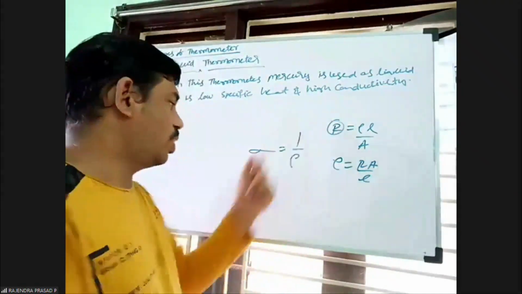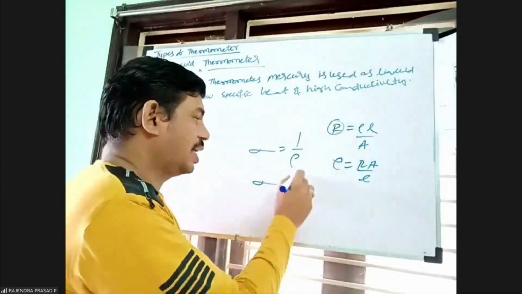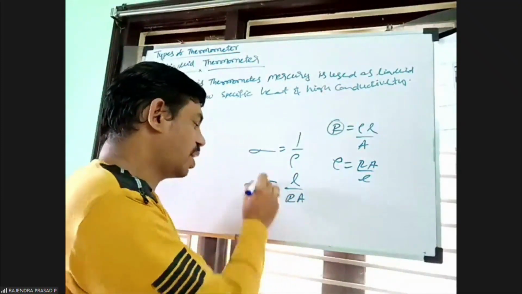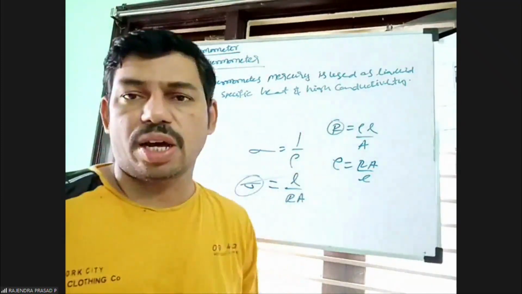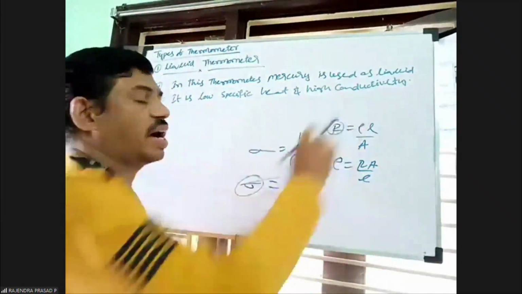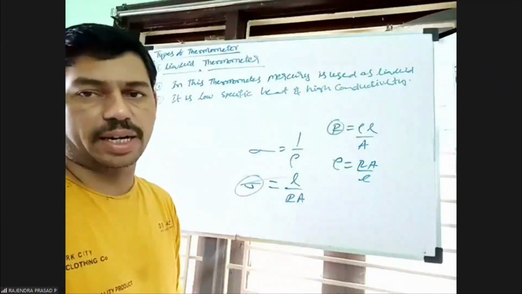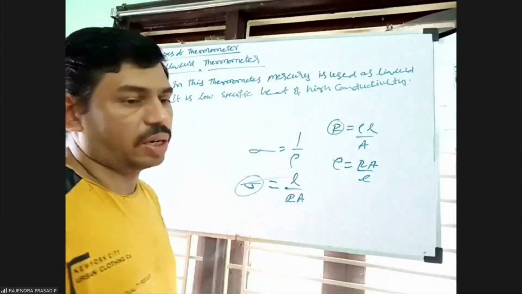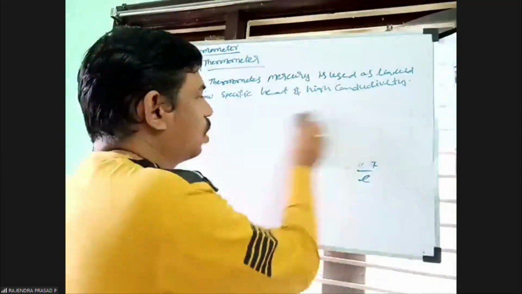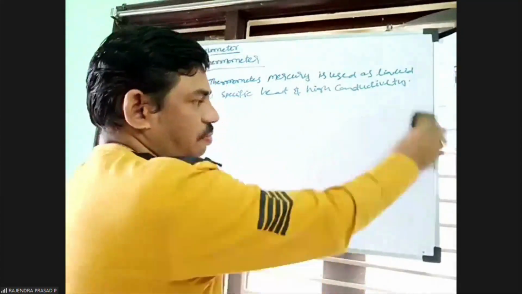Substituting, conductivity means L/RA. So conductivity is directly proportional to length and inversely proportional to area. High conductivity means low resistance. So the liquid thermometer has high conductivity and low specific heat.